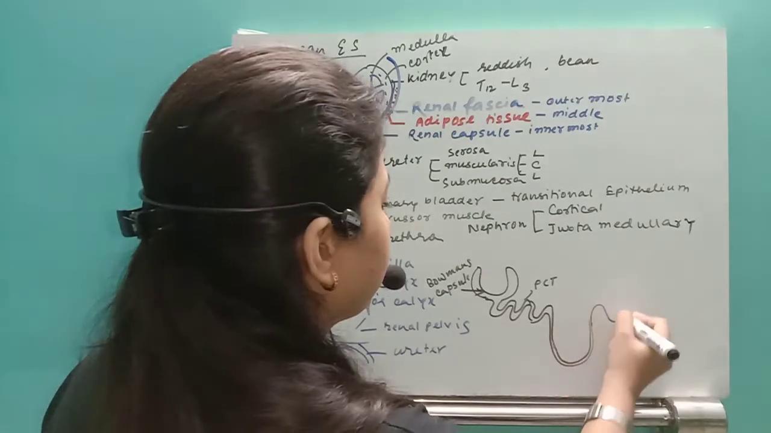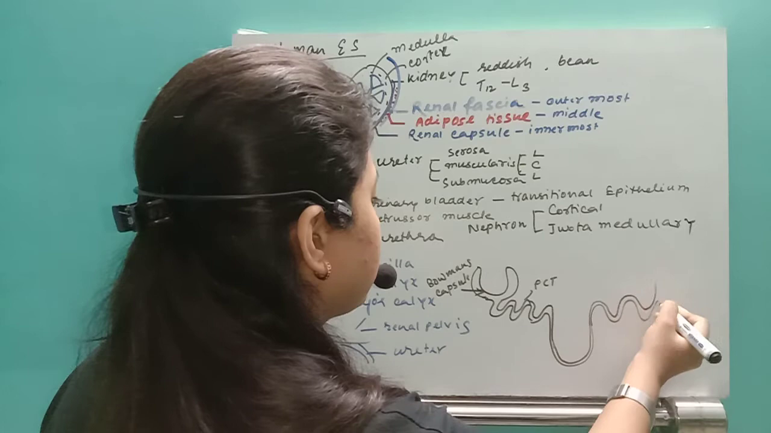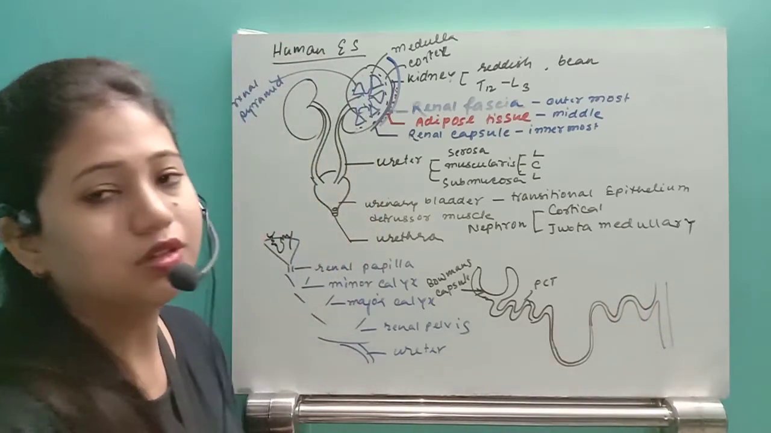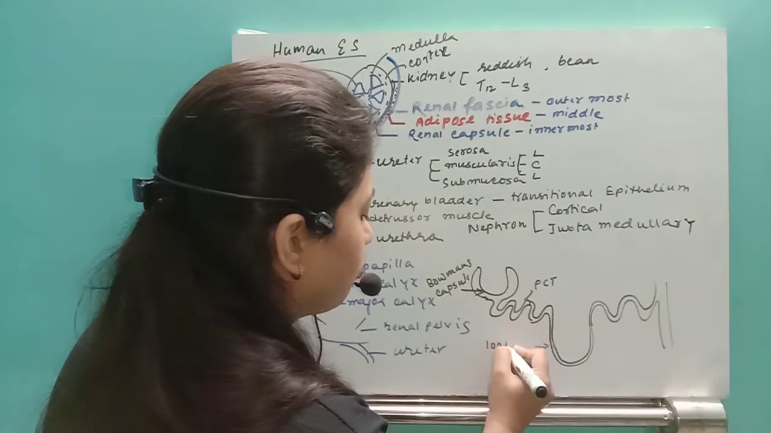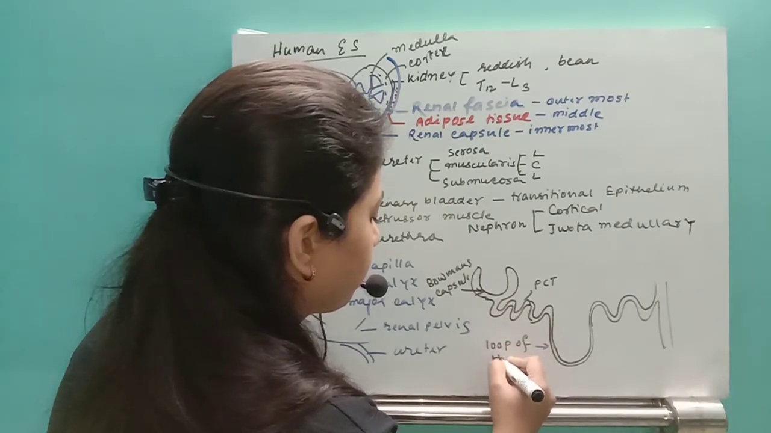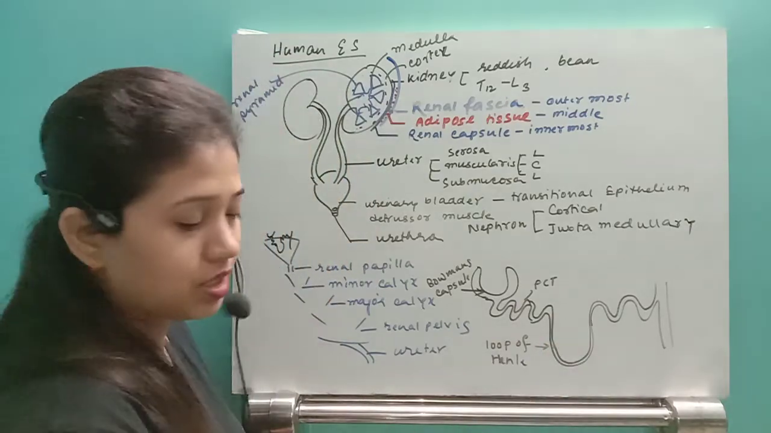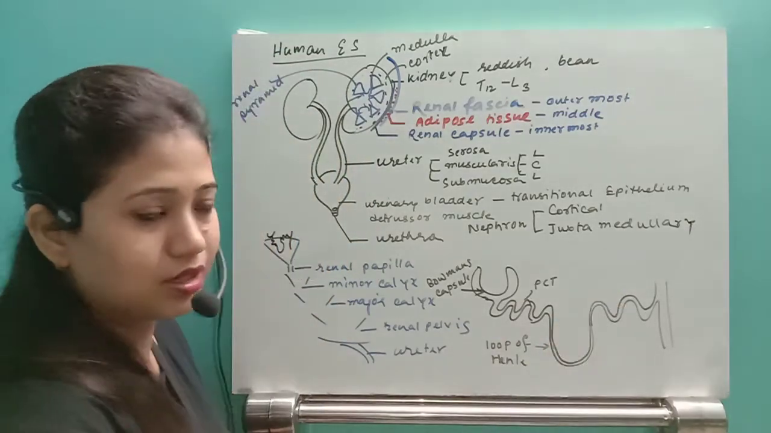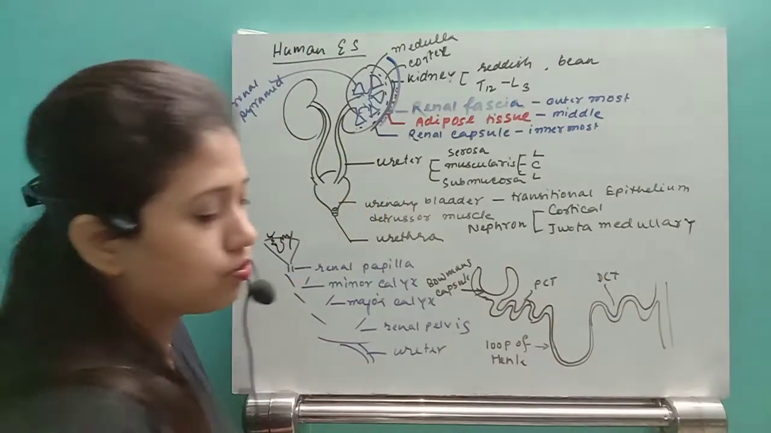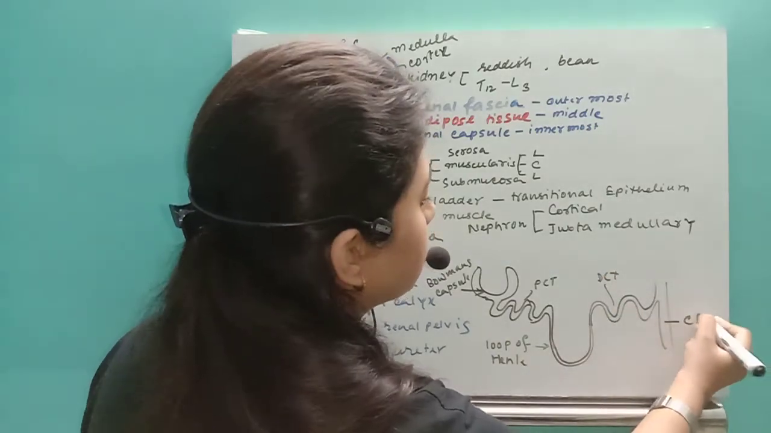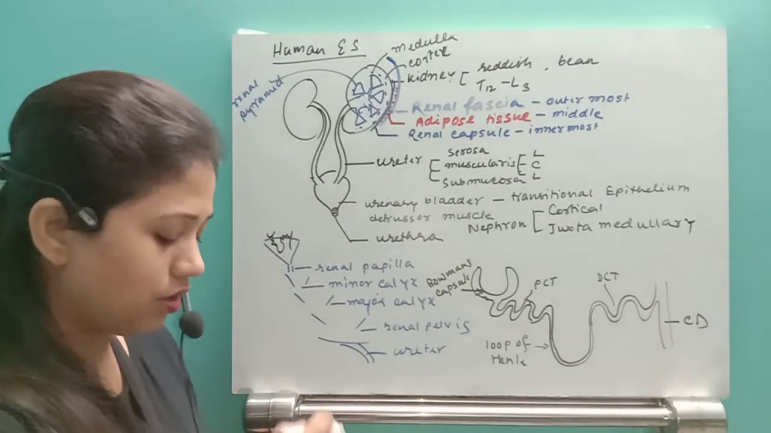This loop of Henle will ascend like this, and after that we are going to have the collecting duct. So PCT, this will be called the loop of Henle, right? This is the descending loop of Henle, and this will be called the ascending loop of Henle. This will be known as the DCT, distal convoluted tubule, and after that this will be called the collecting duct.